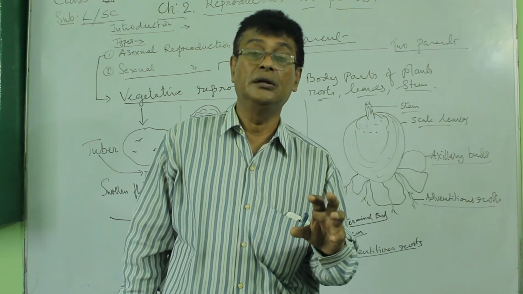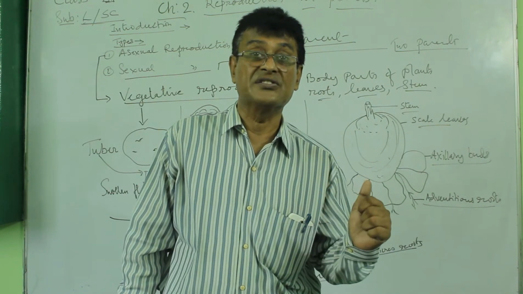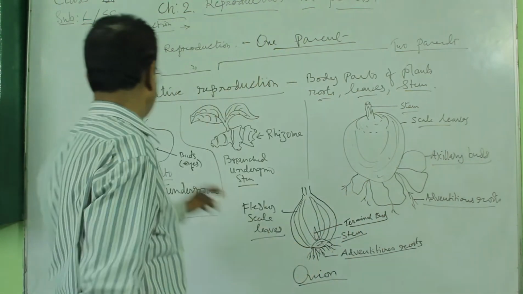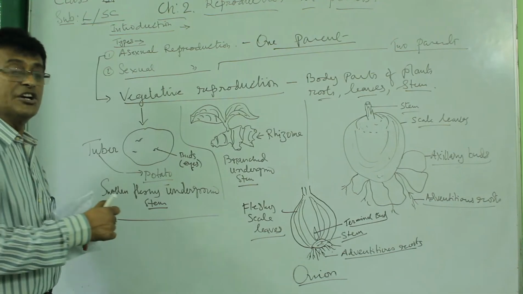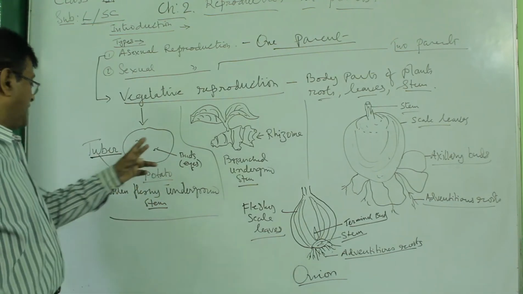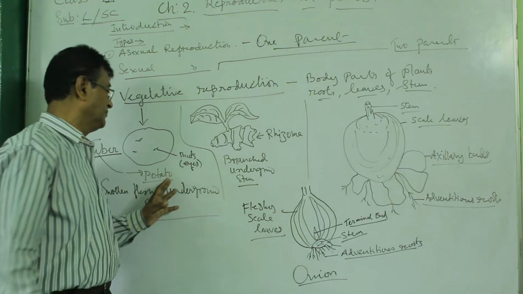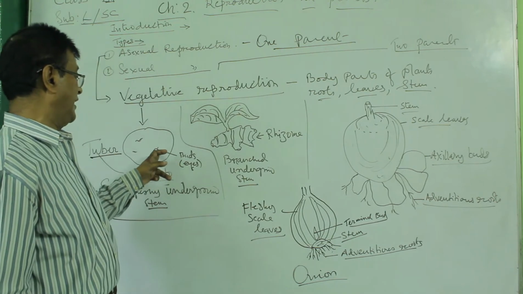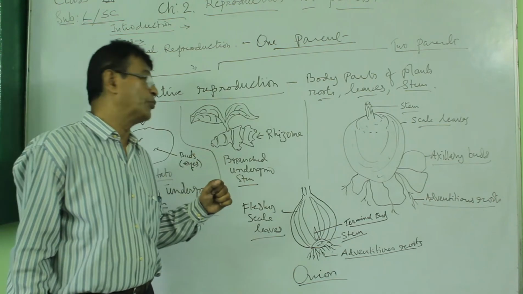But what the potato is, it is a form of underground stem known as a tuber. What is it known as? Tuber. It is known as the tuber. And a tuber is a fleshy underground swollen stem, and it has buds in the form of eyes. From there, it reproduces into a new plant.